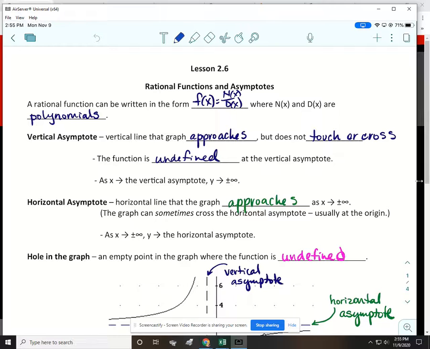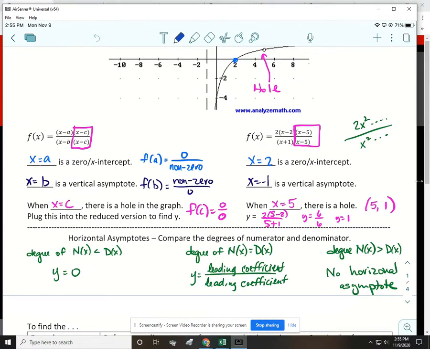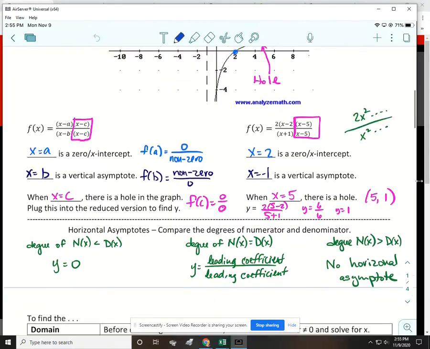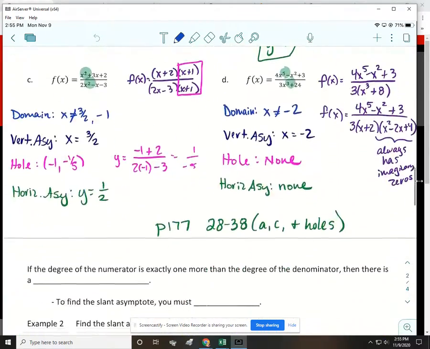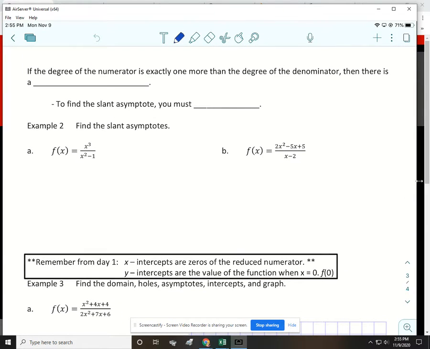All right, so in this lesson, we are going to finish up our notes on lesson 2.6. In the previous lesson, we talked about vertical and horizontal asymptotes and holes in the graph. We took a minute and talked a little bit about x-intercepts and zeros, but we didn't really do anything with that, so we are going to do some more of those today. And then I'm going to introduce you to a new asymptote that occurs occasionally.